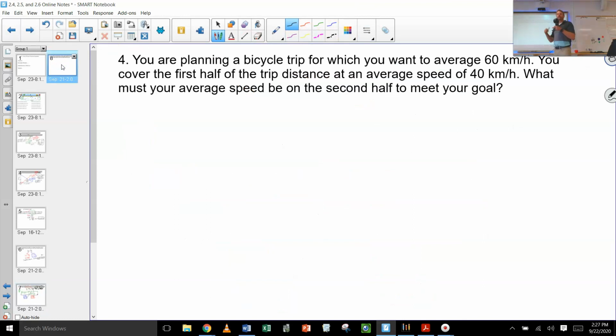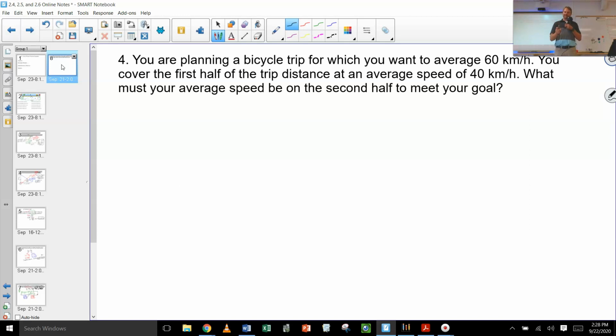Number 4, last one. I'm just going to take that exact same problem that we did last time, and I'm going to spin it on its head just a little bit. So I'm planning a bicycle trip, and I want to average 60. I'm not looking for the average. I already know I want my final end-all average to be 60 kilometers per hour. You cover the first half of the trip distance at 40. How fast do you have to go to meet your end goal?